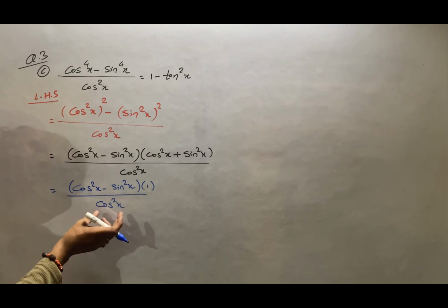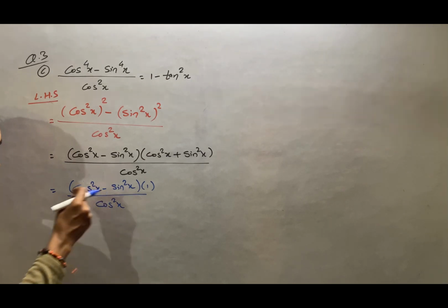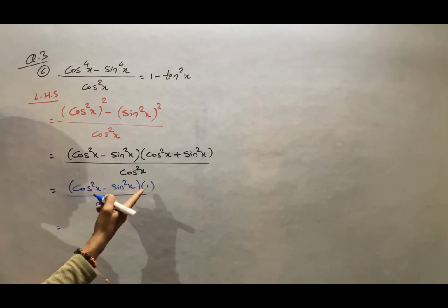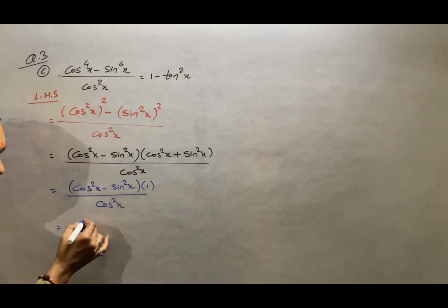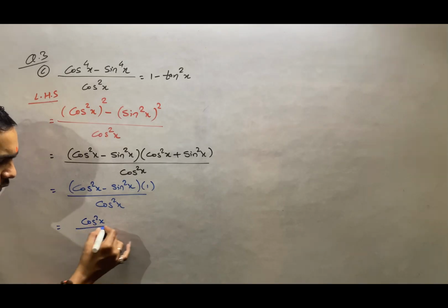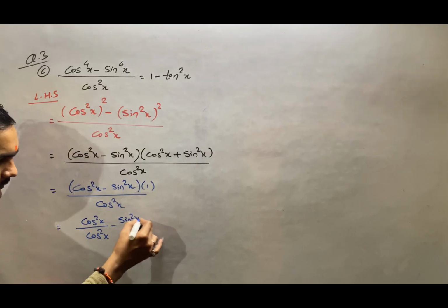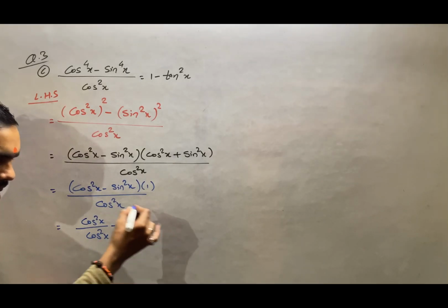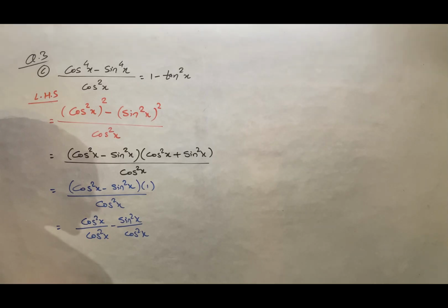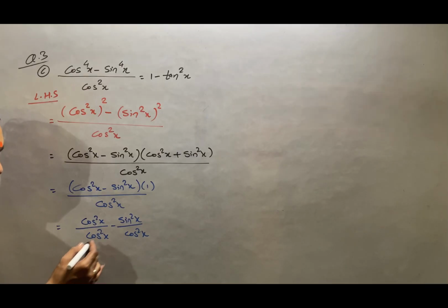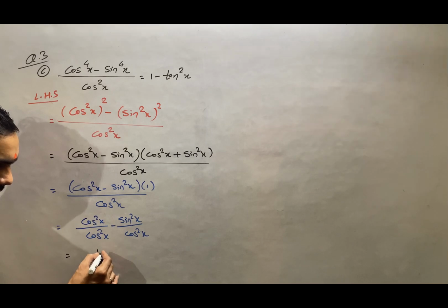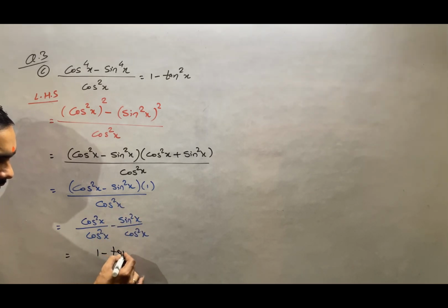So now we will separate the denominator with the numerator. So 1 times this is the similar cos square of x minus sin square of x. So can we separate the denominator with the numerator like this? We just separate. Now cos will cancel. 1 negative sin over cos, this is our RHS.